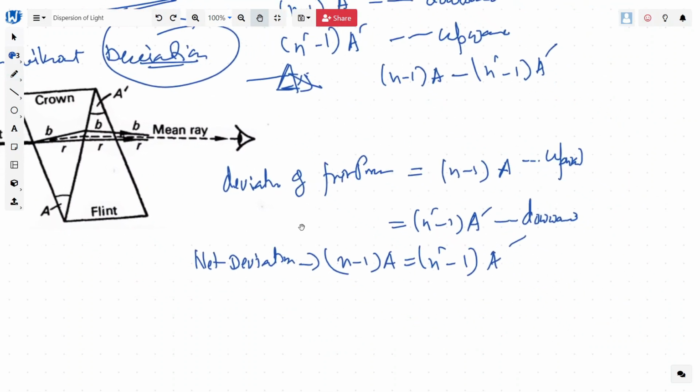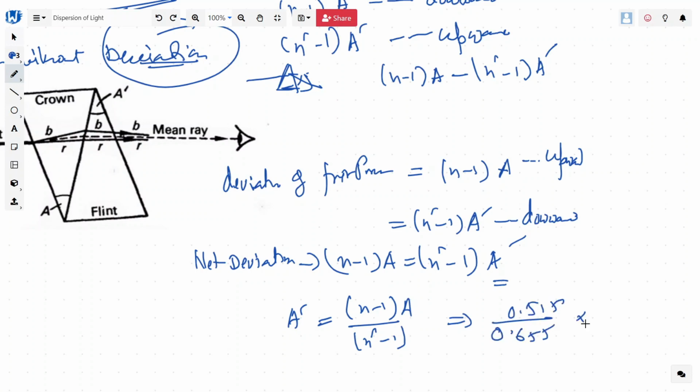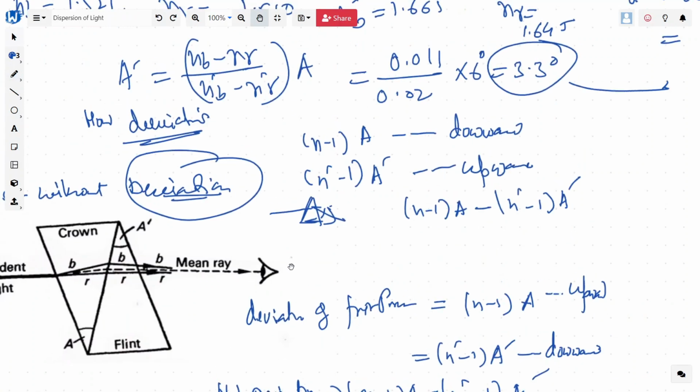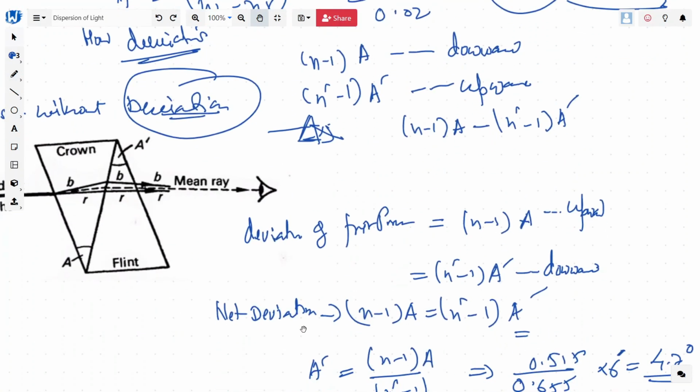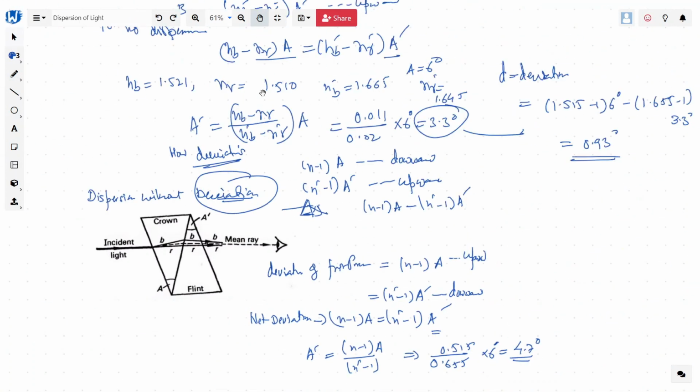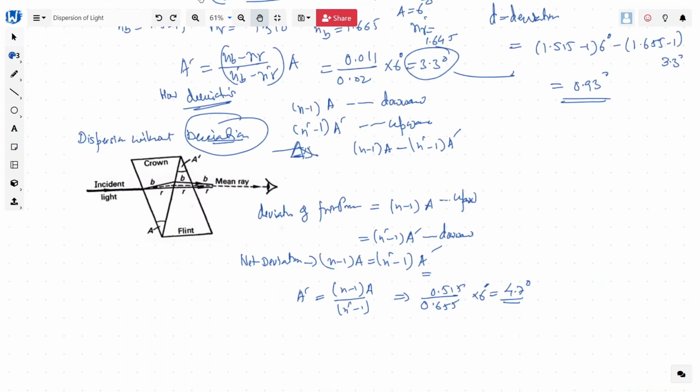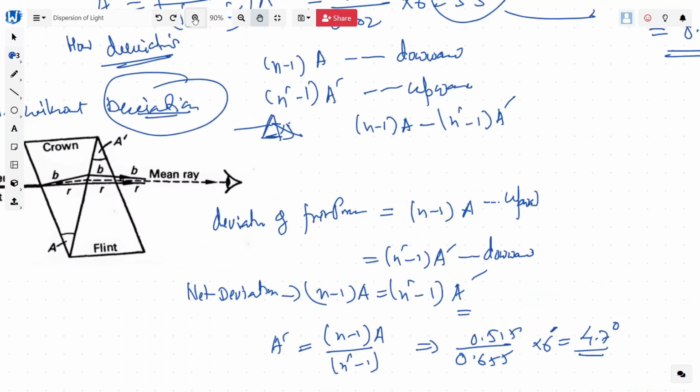Now let's find out the value of A dash for this condition. What should be the A dash? A dash is going to be (n minus 1)A divided by (n dash minus 1), and when you put in the numbers, that's going to be 0.515 over 0.655 into 6 degrees, given for the A. You will arrive at 4.7 degrees, right? So a slightly bigger angle prism compared to our last case where we had 3.3. So we have a 4.7 degree prism. Basically, we can have no deviation and only dispersion.